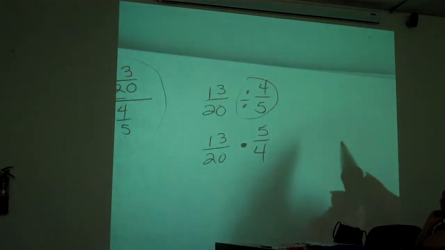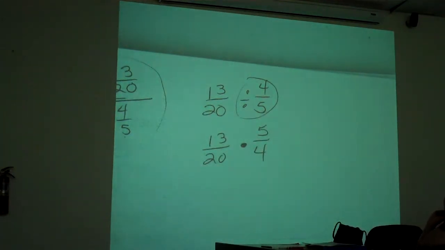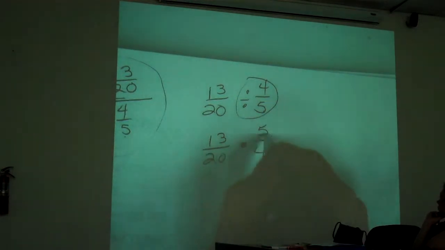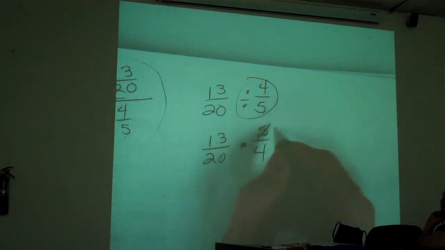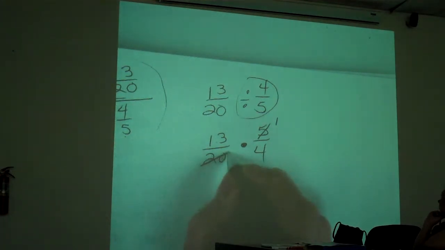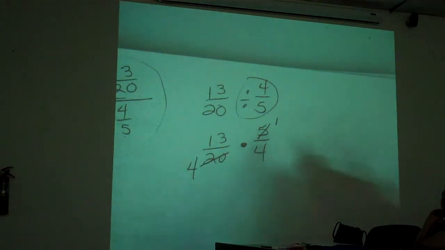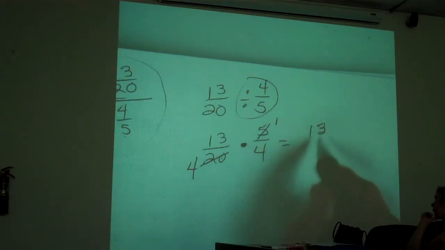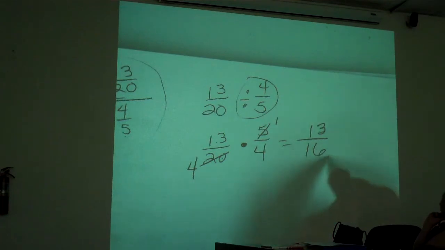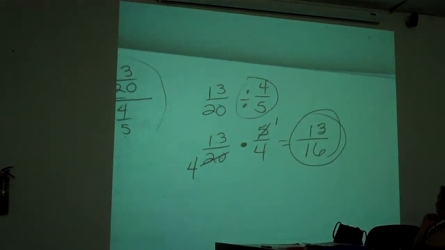And you want to do any reducing? Yeah, definitely want to. We don't want to multiply that if we don't have to. Divide by 5, divide by 5. So 13 times 1, way easier than 13 times 5, right? 4 times 4? 16. That can't reduce, so that's as far as you can go.